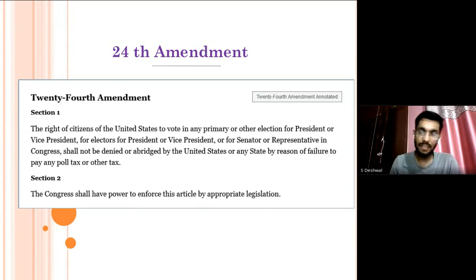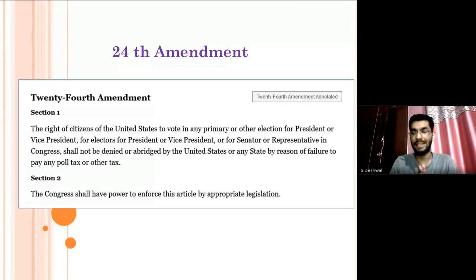So the important thing herein is that your right to vote, please take down this short note, that right to vote shall not be abridged by reason of failure to pay any poll tax or other taxes.